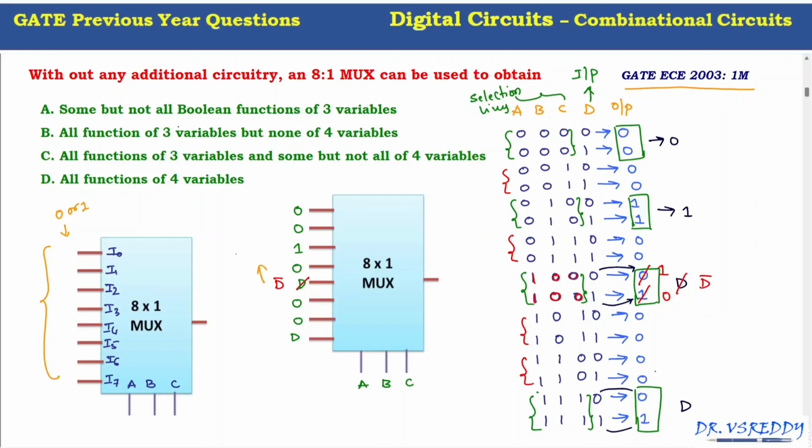So we require D prime. So we need a NOT gate to get this D prime from D. But in the question they mentioned without any additional circuitry. So if you want to implement this 4 variable function, we require NOT gates. Without NOT gates, we cannot implement this given 4 variable function. So option C is correct: all functions of 3 variables and some, but not all, 4 variable functions.